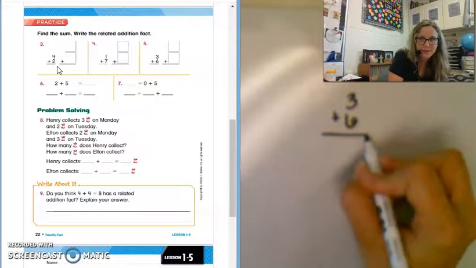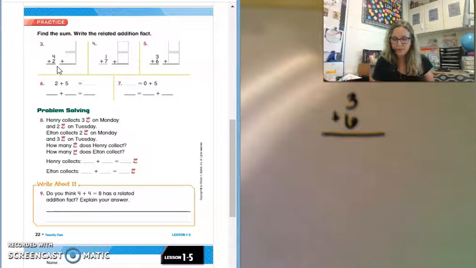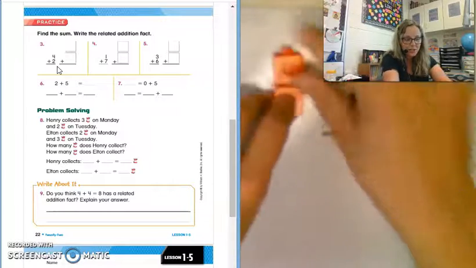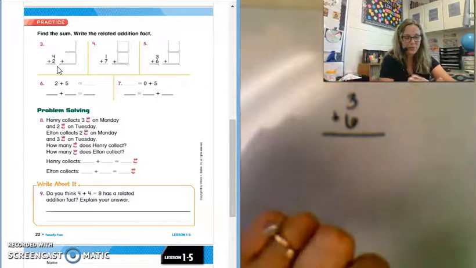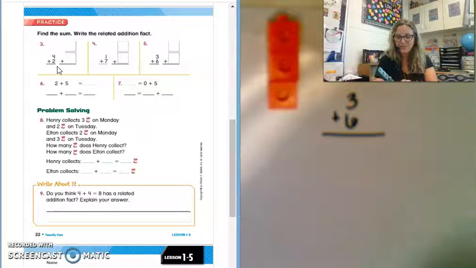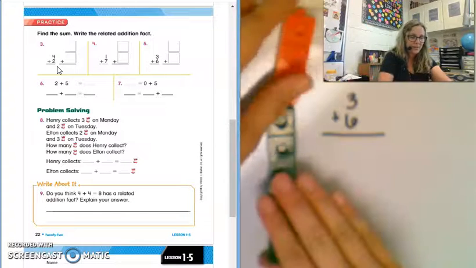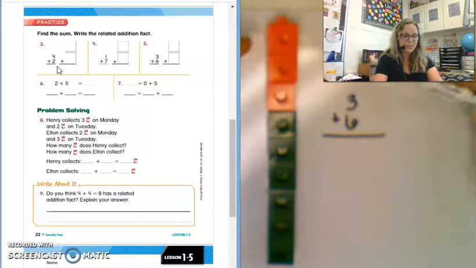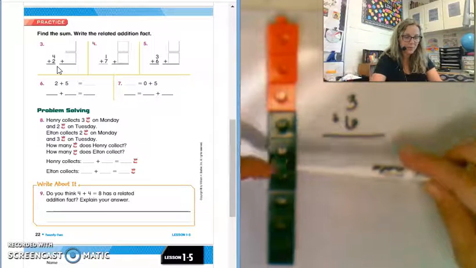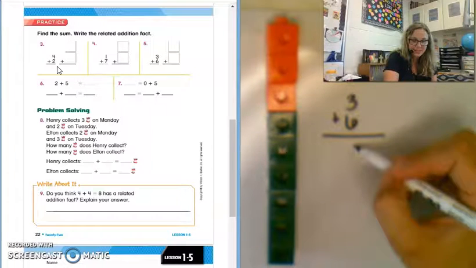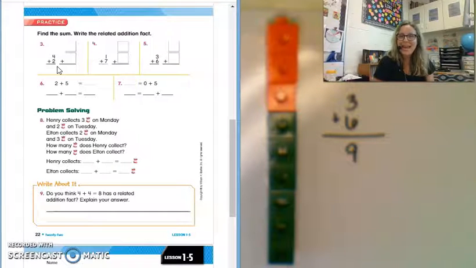All right, so here I will draw out 3 plus 6, and I will take 3 cubes. Here's 1 orange, 2 orange, 3 orange, and to that I'm going to add 1, 2, 3, 4, 5, 6 green. Put that on here like this. 6 green and 3 orange all together. That is 1, 2, 3, 4, 5, 6, 7, 8, 9. So 3 plus 6 equals 9.